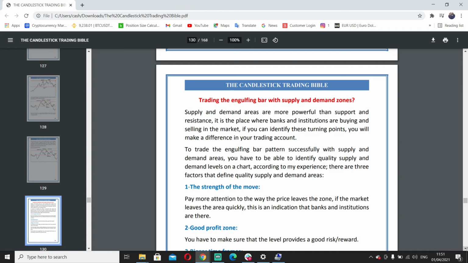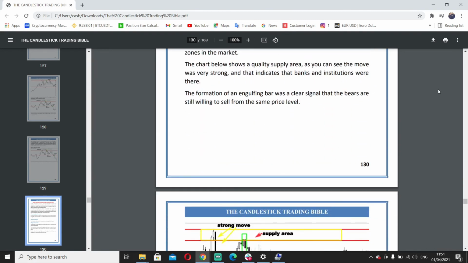To trade the engulfing bar pattern successfully with supply and demand areas, you have to be able to identify quality supply and demand levels on a chart, and according to the Candlestick Trading Bible's experience, there are three factors that define quality supply and demand areas. 1. The strength of the move.